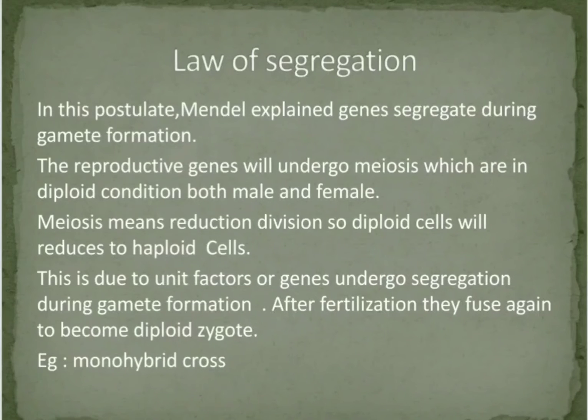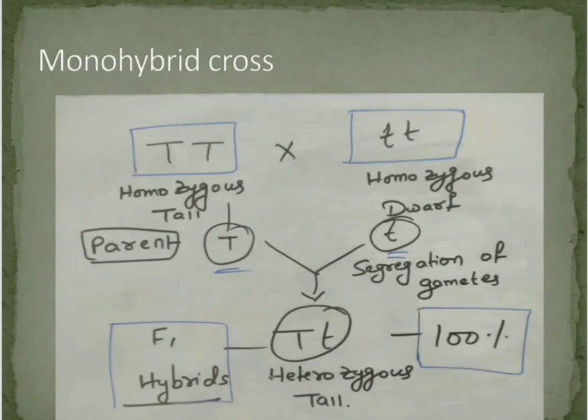Next, the law of segregation. According to this postulate, Mendel explained that genes segregate during gamete formation. The reproductive cells, which are in diploid condition, both male and female, will undergo meiosis. Meiosis is a reduction division, so diploid cells are reduced to haploid cells after meiosis. This is due to the unit factors, or genes, undergoing segregation during gamete formation. After fertilization, they will again fuse together.